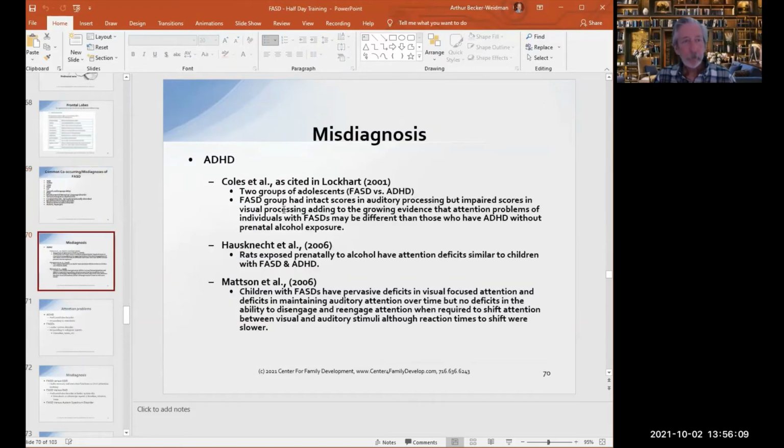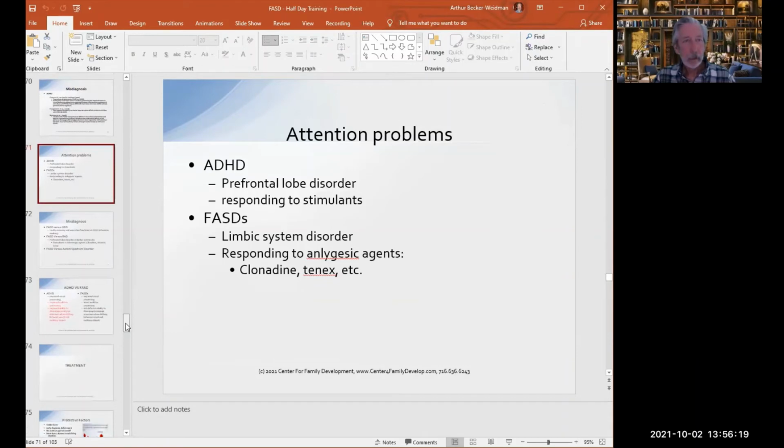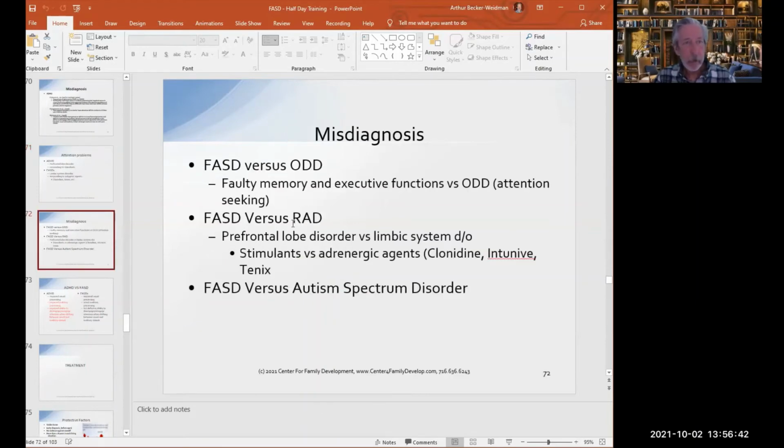Okay. So ADHD is probably the most common one for misdiagnosis. And I don't want to spend a lot of time, but just to quickly get through this so we can talk about what you do. As I mentioned, ADHD is a disorder of the prefrontal lobes, responds well to stimulants. FASDs are primarily a limbic system disorder, and that's why they respond much better to clonidine, Tenex, and Tunub, and those kinds of medications for the impulsivity.